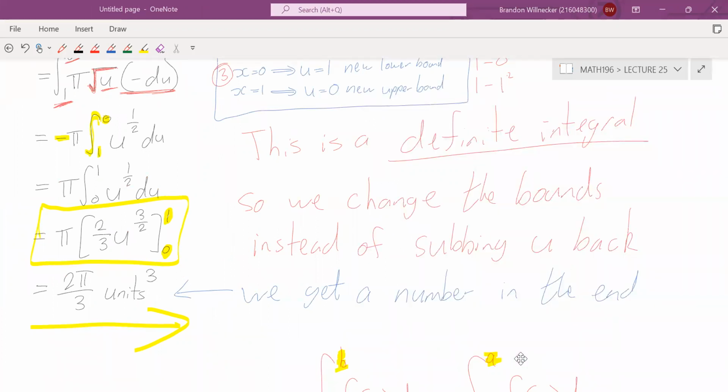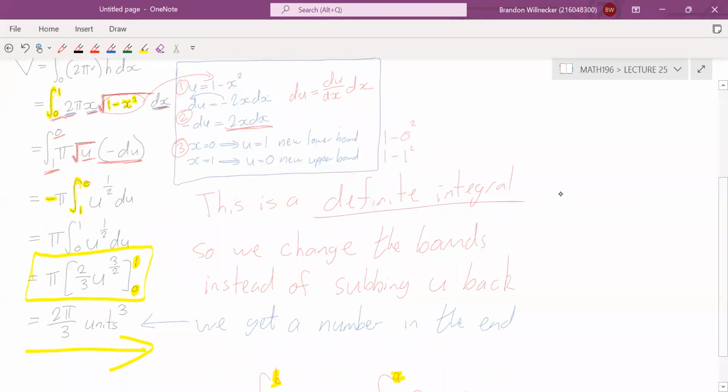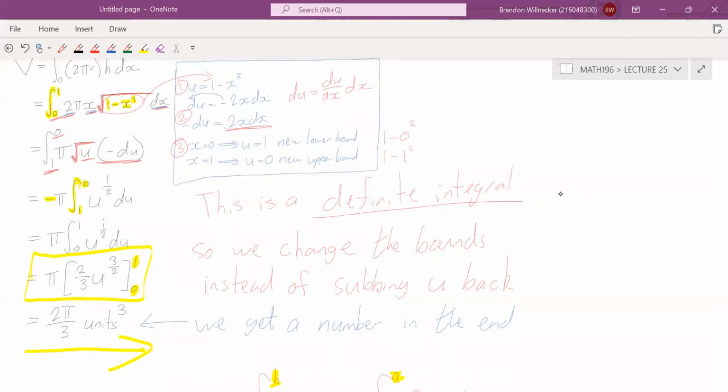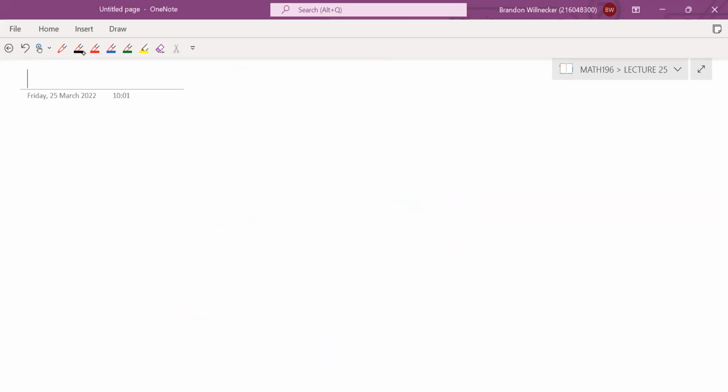Okay, cool. No more questions there. Let's have a look at one more example. So I just want to go over that homework problem that we had. Okay, so this was the homework problem from yesterday.